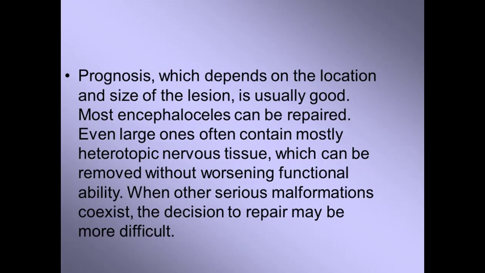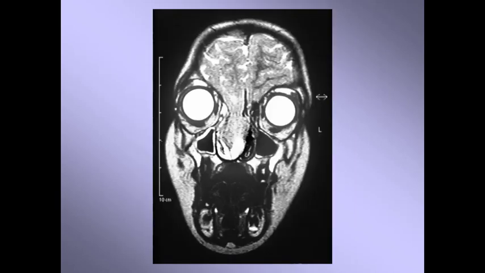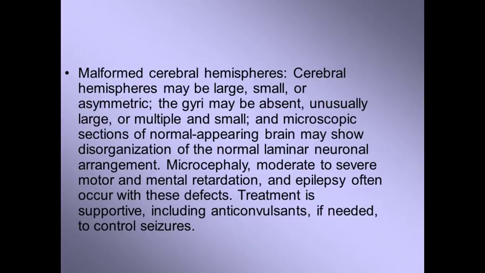When other serious malformations coexist, the decision of repair may be debated. You can see a large anterior cephalocele protruding into the nasal cavity. In coronal view, we can see the same. Malformed cerebral hemisphere: large, small, asymmetric.